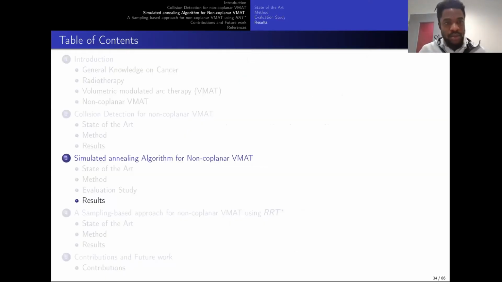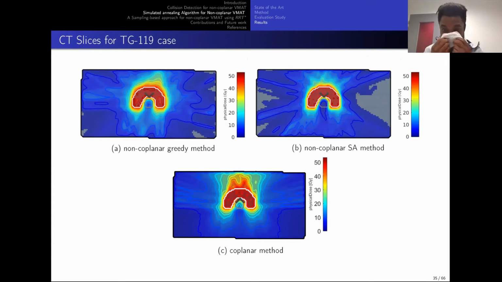So the result we have for the TG19 case, we show in this slide a comparison between the greedy method, which is the state of the art, the non-coplanar SA method, which we propose, and the coplanar method, which is like the classical VMAT method that is being used. We see that our non-coplanar SA method shows a much more conformal dose.